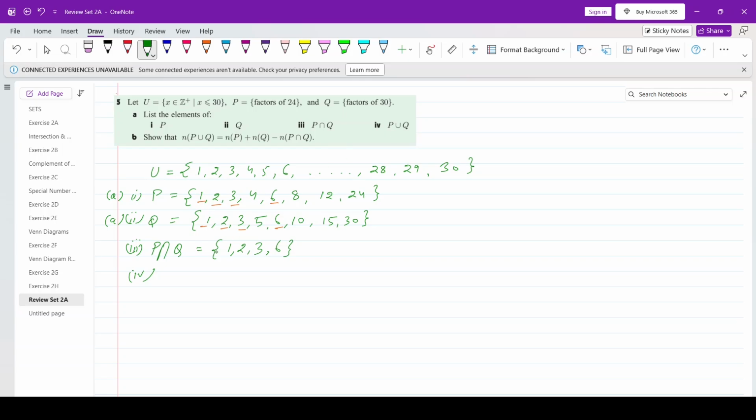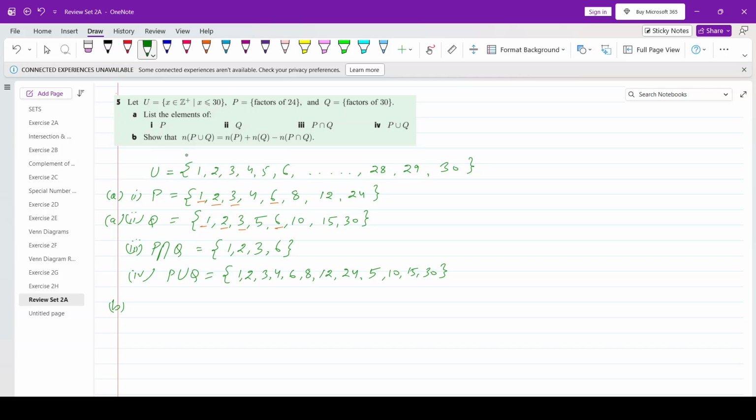Part 4 says P union Q. So it is going to be every element of P and Q written only once. That is going to be 1, 2, 3, 4, 6, 8, 12, 24, 5, 10, 15, and 30.